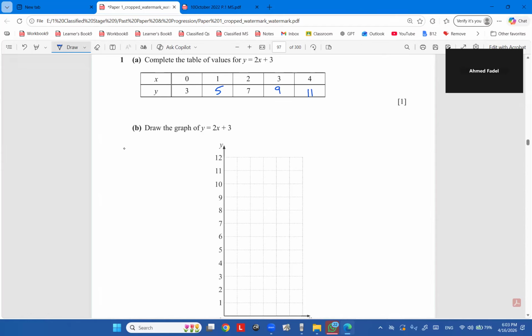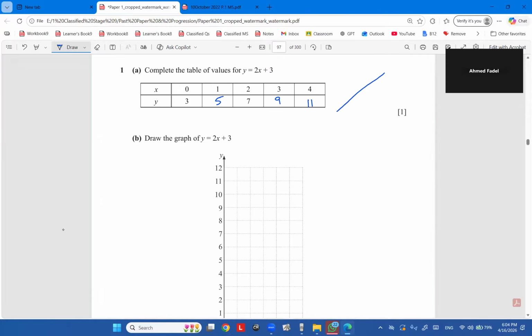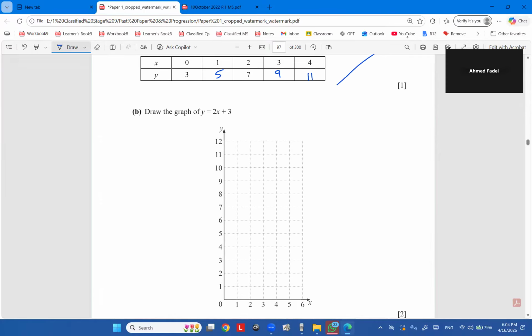So it is a linear function or a linear equation, which means that the line is going to be a straight line. Okay, so let's draw the graph from 0 until 3. It is here. And then 1 until 5. Then you got 2 until 7. Then the 3 is until 9, and the 4 until 11.